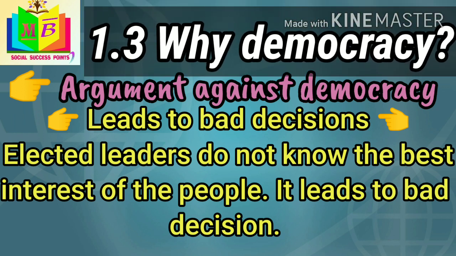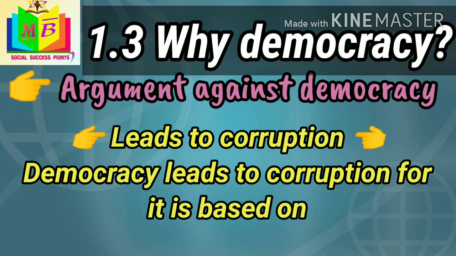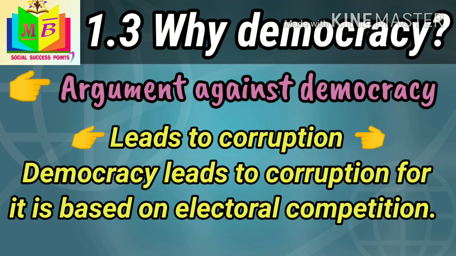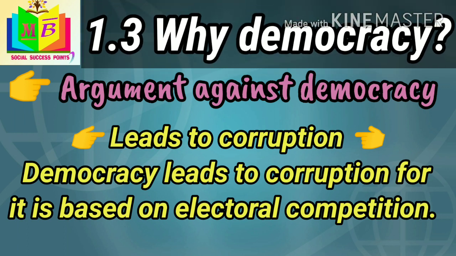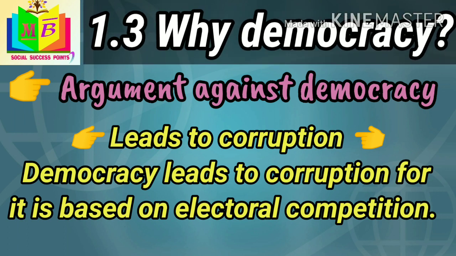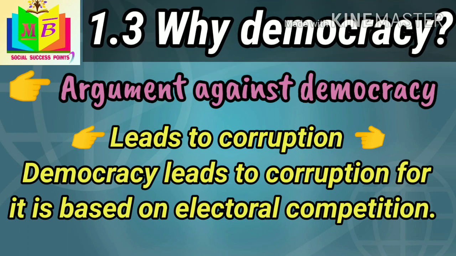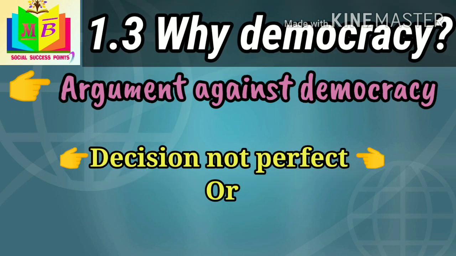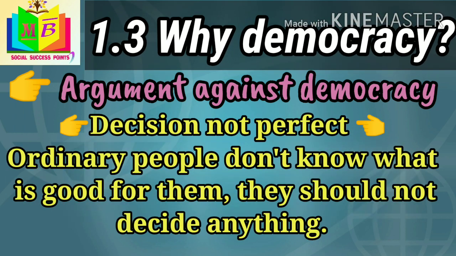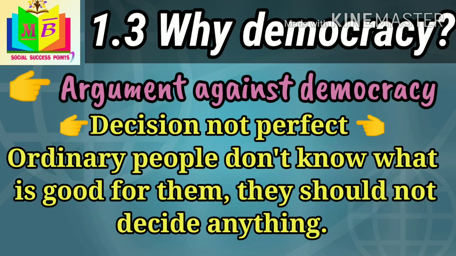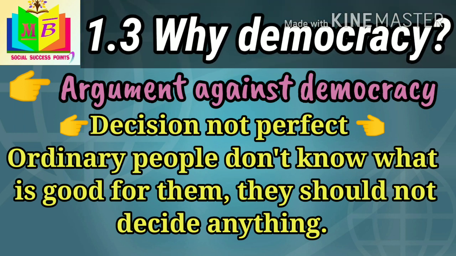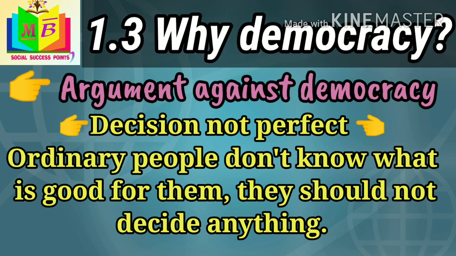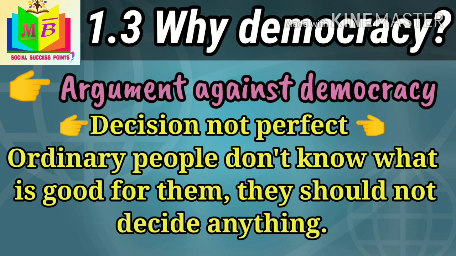Next is leads to corruption, means democracy leads to corruption, for it is based on electoral competition. Next is decision not perfect, means ordinary people don't know what is good for them, so they should not decide anything, it means the decision will not be perfect.